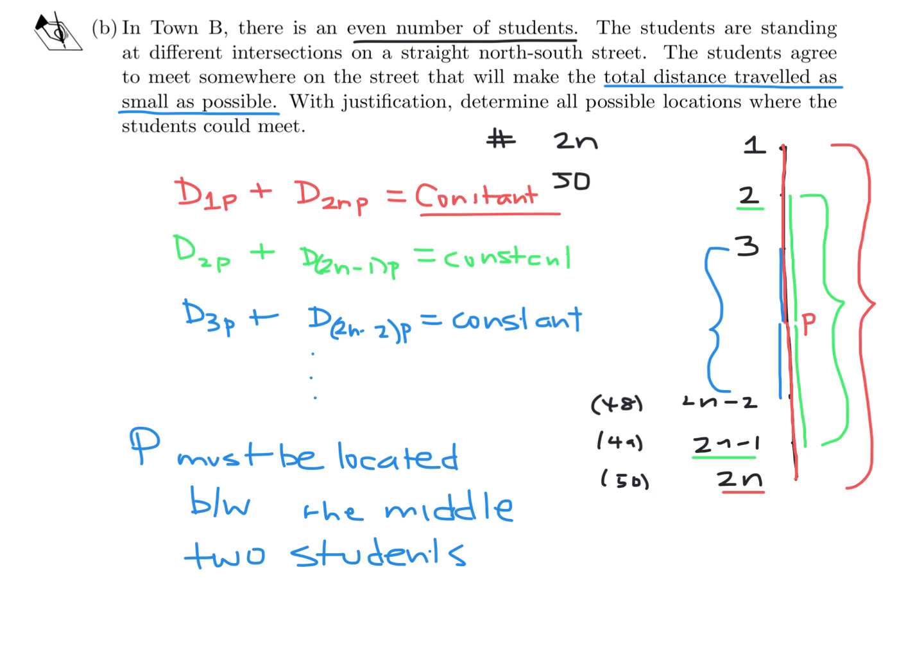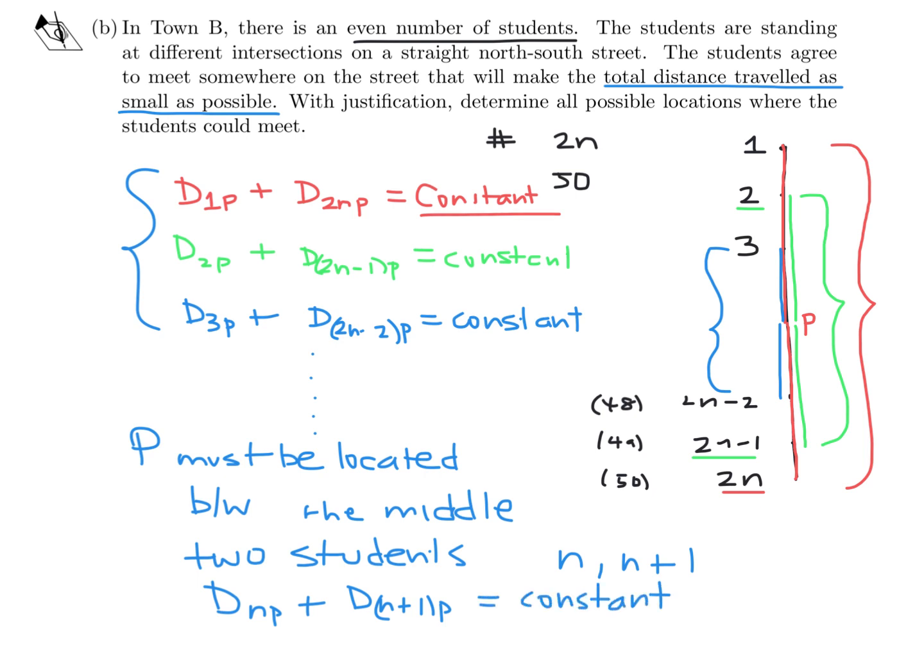Now, if there's 2n students, the middle two students are the nth student and the n plus 1 student. And therefore, if you continued what we did up here, the distance from n to P plus the distance from n plus 1 to P, those distances will also be a constant. So that means you can place P anywhere between student n and student n plus 1. And if you do that, you will satisfy the conditions of the question.